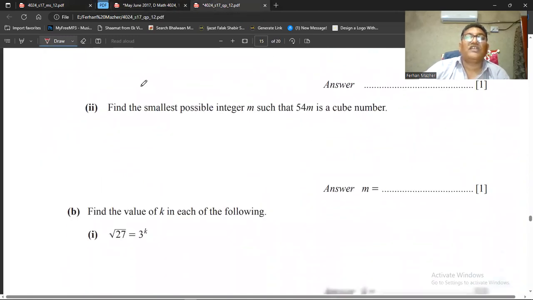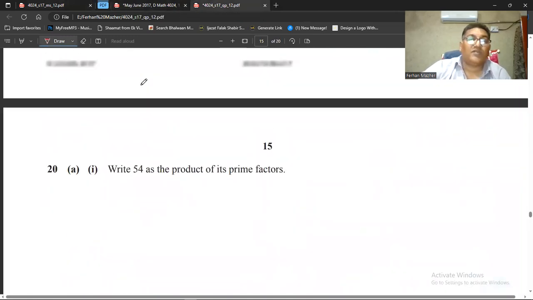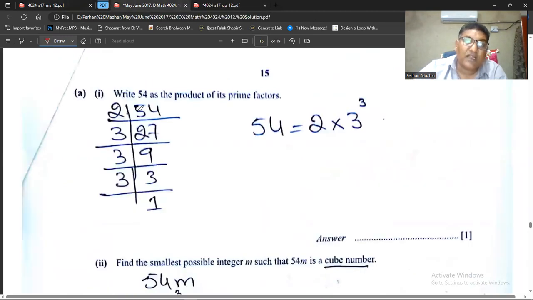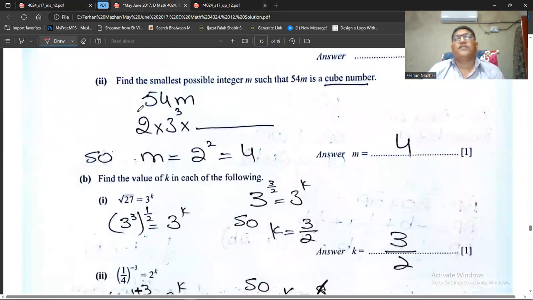Okay, then the question is question number 20A, second part. He says find the smallest possible integer m such that 54m is a cube number. If a number is a cube number, every factor in it should have a power of 3 or a multiple of 3. Its powers must be a multiple of 3. Okay, so 54m, 54 is 2 times 3 cubed, times m.